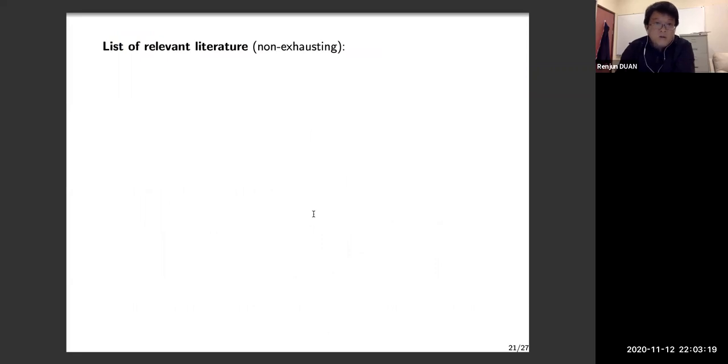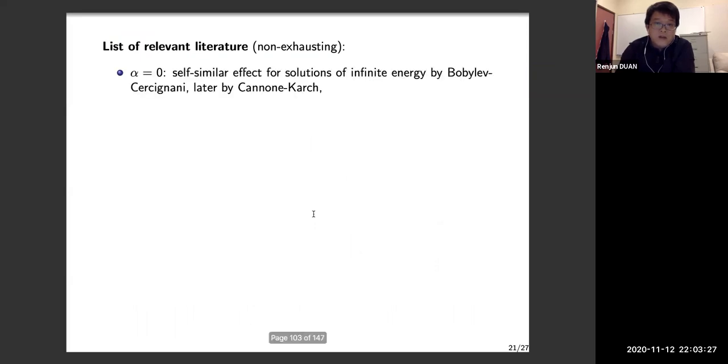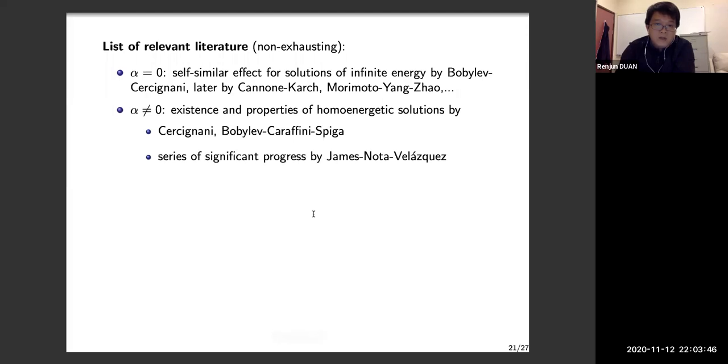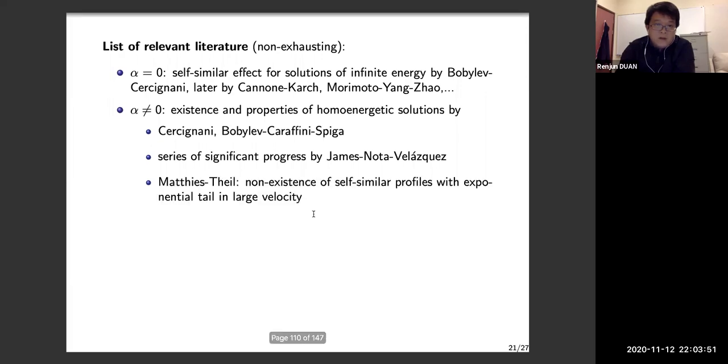So just go through the relevant literature very quickly. For alpha equals zero, there are many studies by Bobylev, Cercignani, later on by Carlen, Carvalho, Toscani, Morimoto, Wang, Yang, Zhao. Alpha equals zero is the zero-shear case. In the non-zero case, many results look for homogeneous solutions, by Cercignani at the beginning, and Bobylev, Garzó, Spiga, and a series of significant progress by James Lods, Velázquez, and recently by Matthias Taylor.